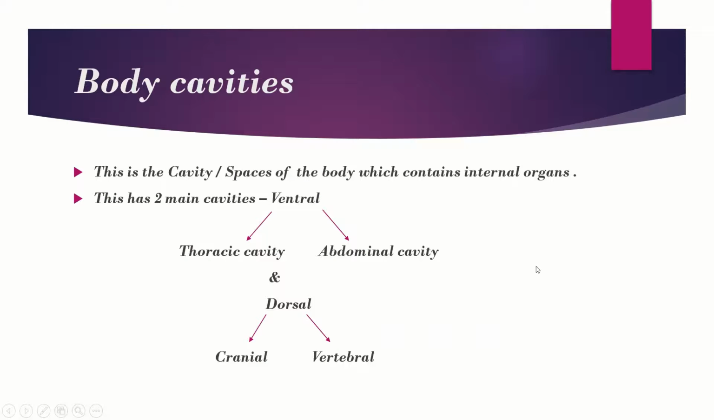Next, body cavities. This is the cavity or space of the body which contains internal organs. This has two main cavities, ventral and dorsal. The ventral is again subdivided into thoracic cavity and abdominal cavity. Dorsal is cranial and vertebral.